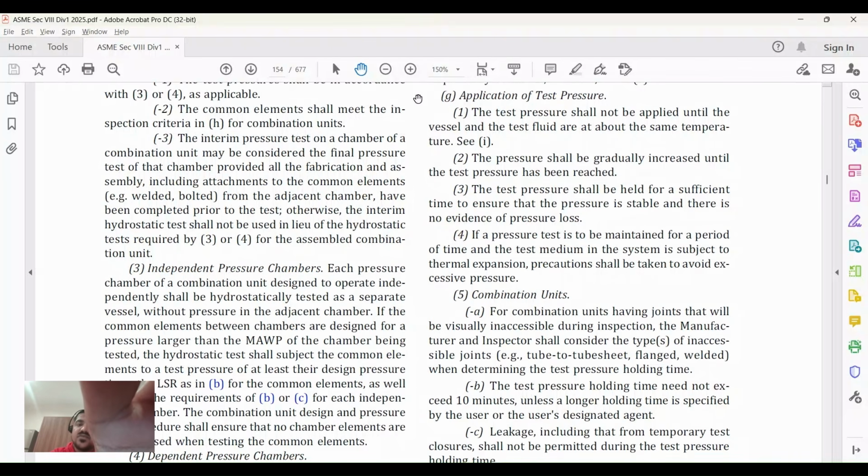The fourth point is, if the test pressure is to be maintained for a period of time and the test medium in the system is subjected to thermal expansion, precaution shall be taken to avoid excessive pressure.